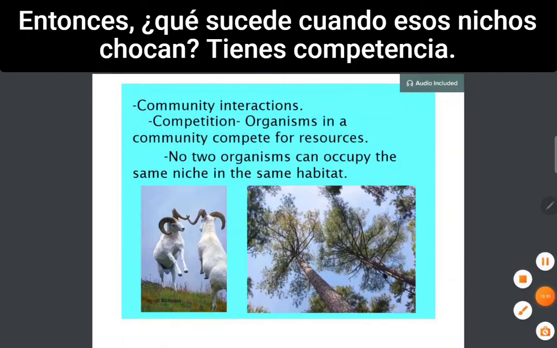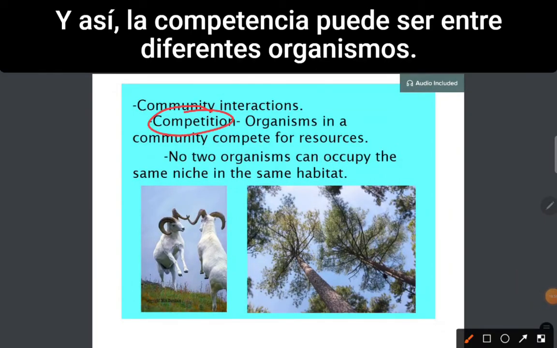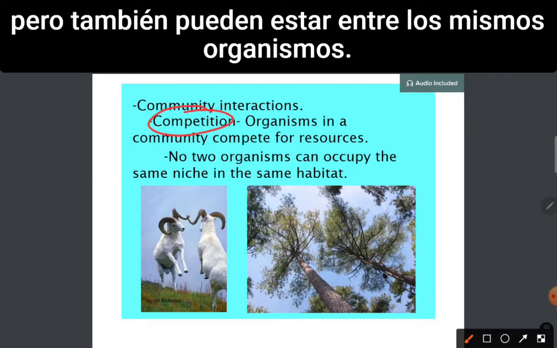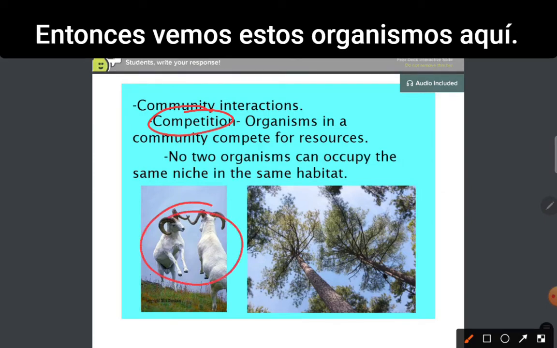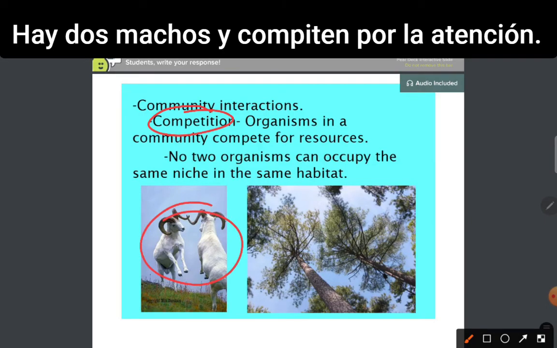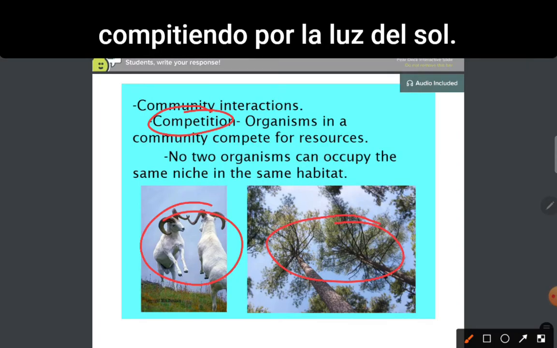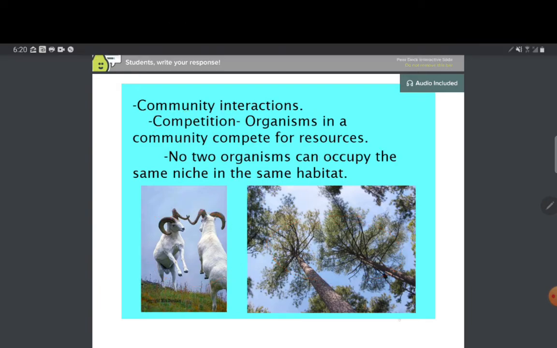All right, so what happens when those niches clash? You have competition. Competition can be between different organisms, but it can also be between the same organisms. So we see these organisms here, they're two males, and they are competing for the attention of a female. And here we can see two trees, and they're competing for sunlight.